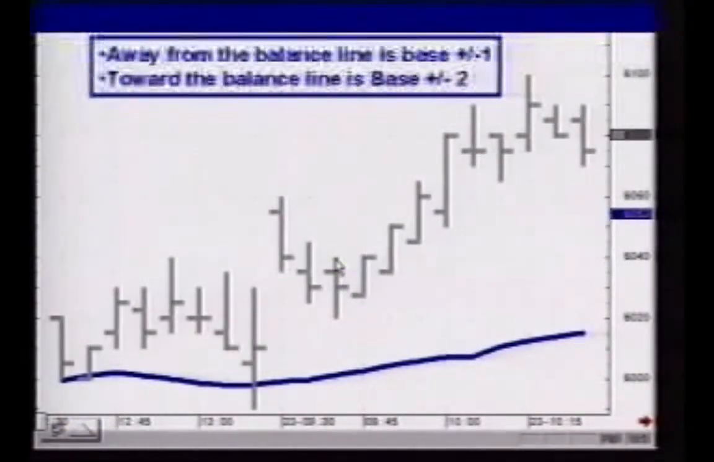If this were the current bar, then we would want to go long 1 tick above this bar. If we're going away from the balance line, we want the base plus 1. If we're going toward the balance line, in this area here where we would be selling, then we would need base minus 2. So this would be our base bar, this would be our 1, and this would be our second bar, so we would have a sell down here. Now, realize that the balance line is here, and we would be selling into the alligator's mouth.